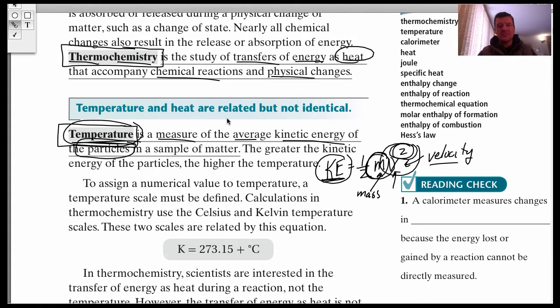And obviously, how that's related to heat is if you pour more heat energy into a sample of matter, then the temperature is going to go up. Why is that? Because you're going to increase the velocity of those particles. That v is going to increase, therefore increasing the kinetic energy, and that's what we're measuring when we measure temperature. Okay?